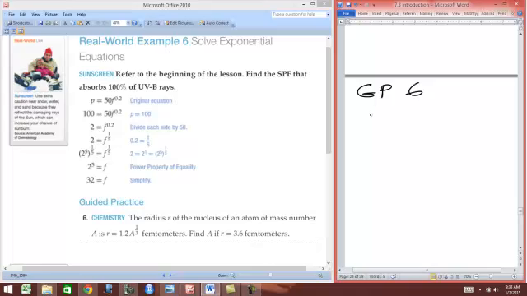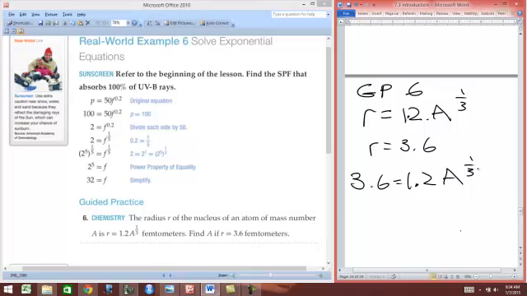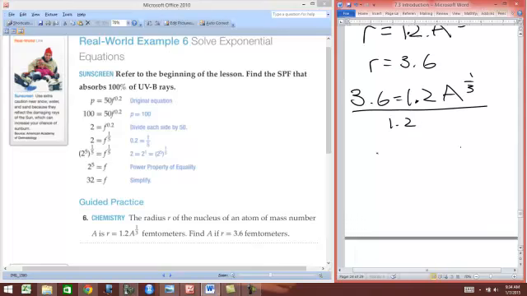All right, so we have r equals 1.2 a to the 1/3, and we're told r equals 3.6. So we're going to have 3.6 equals 1.2 a to the 1/3. Let's divide both sides by 1.2. So we're going to have 3 equals a to the 1/3.